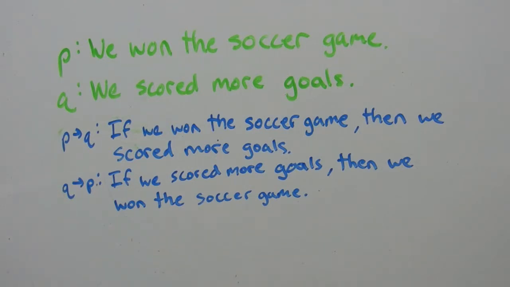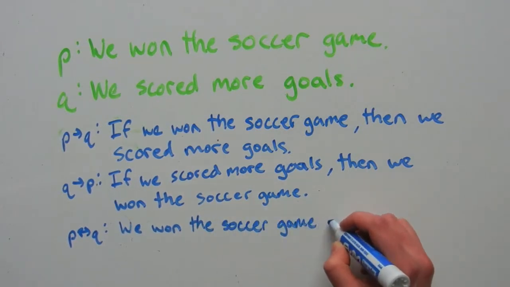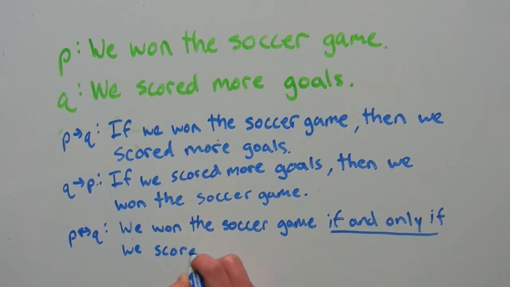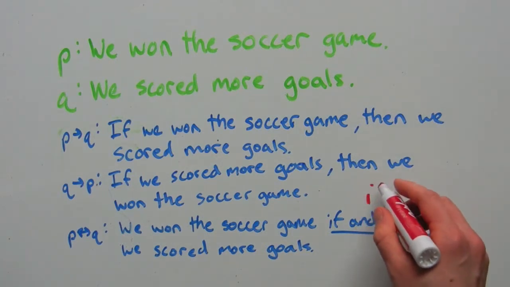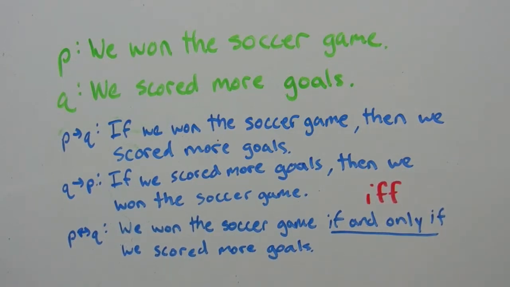So let's look at P if and only if Q, or the biconditional statement of the two. We won the soccer game if and only if we scored more goals. And this if and only if can also be abbreviated as IFF, if and only if. Let's look at a truth table for a biconditional statement.